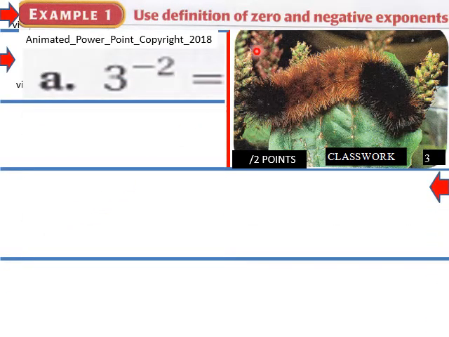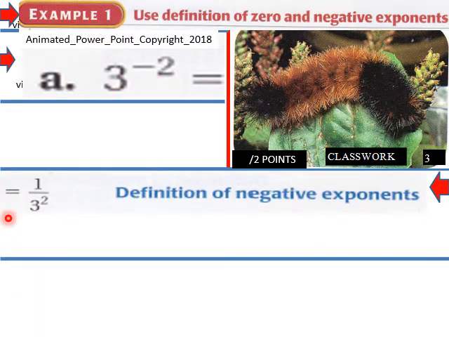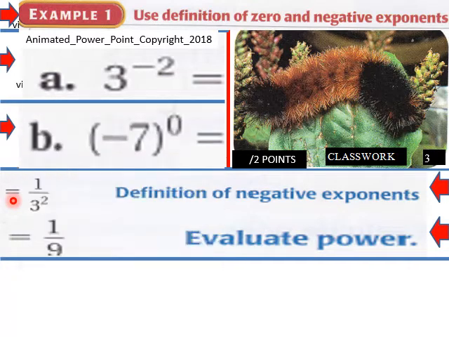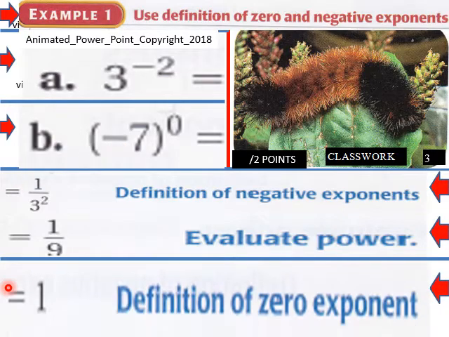Okay, example 1. Use the definition of zero and negative exponents. Here we have a, 3 to the negative 2. Definition of negative exponents, 1 over 3 squared, which equals 1 over 9. And then we have b, negative 7 to the 0 power. That would be 1, definition of a zero exponent.